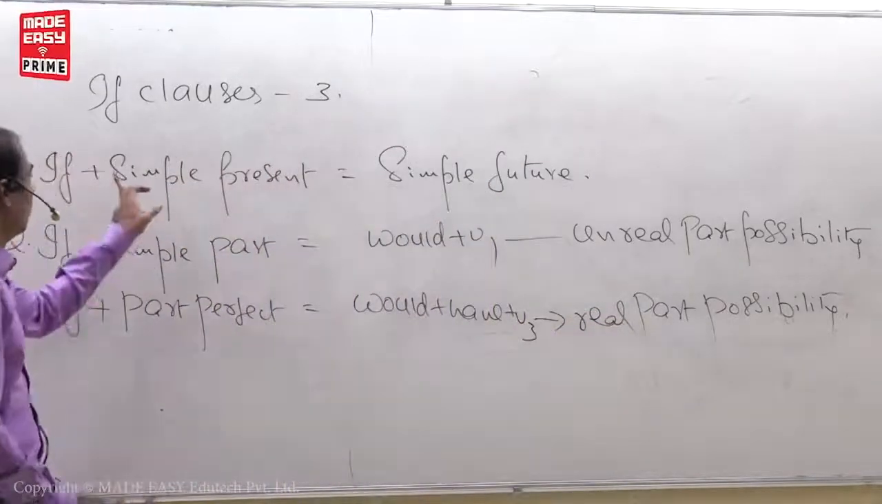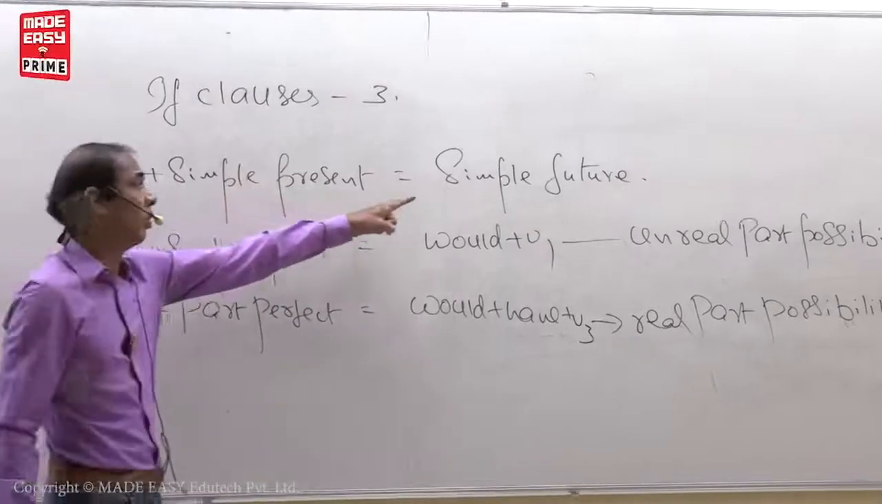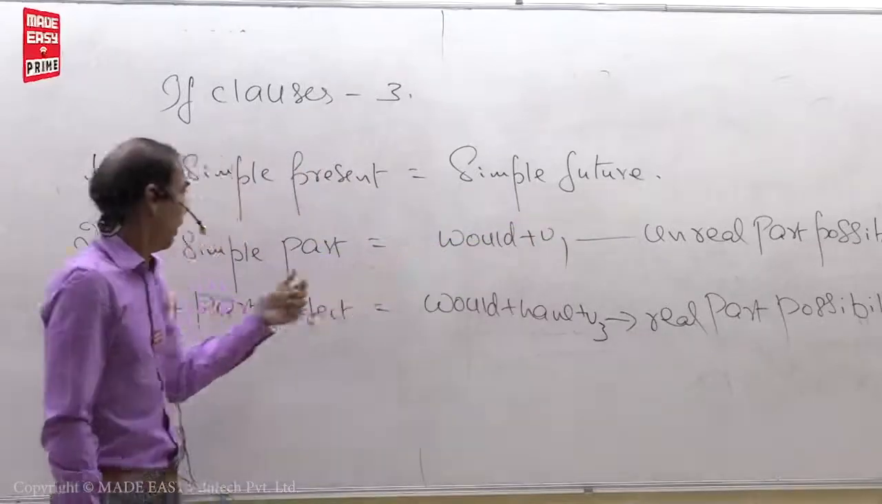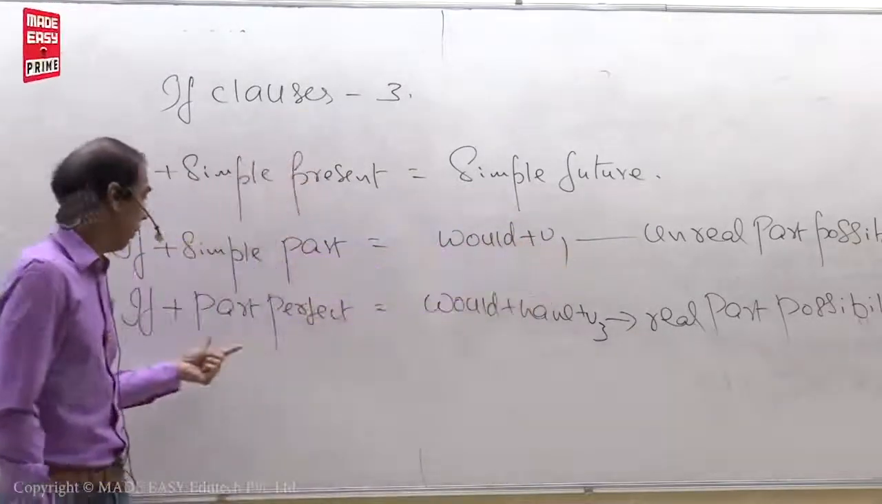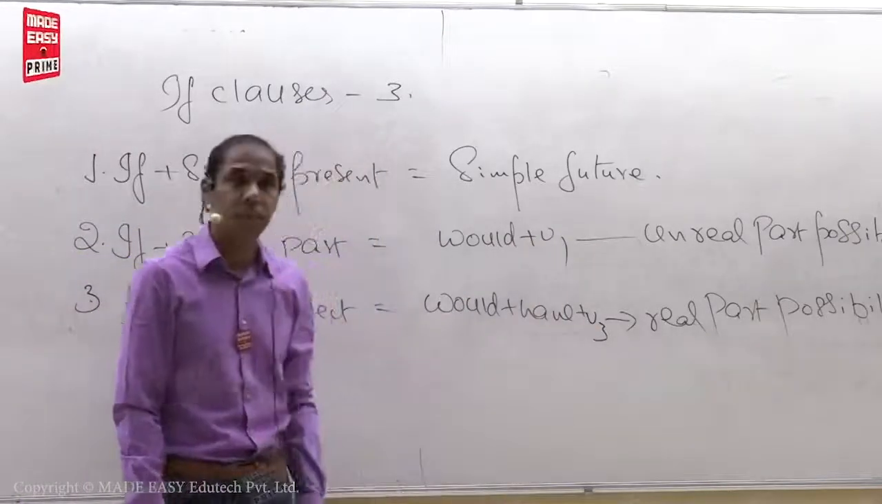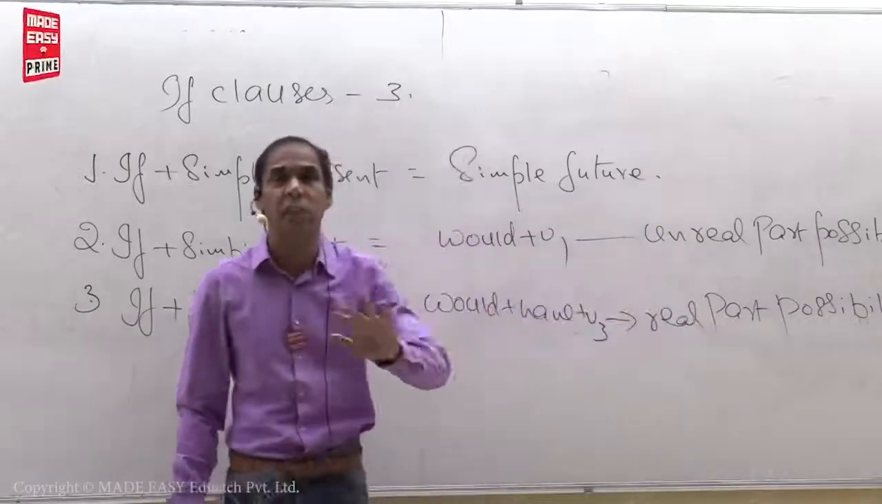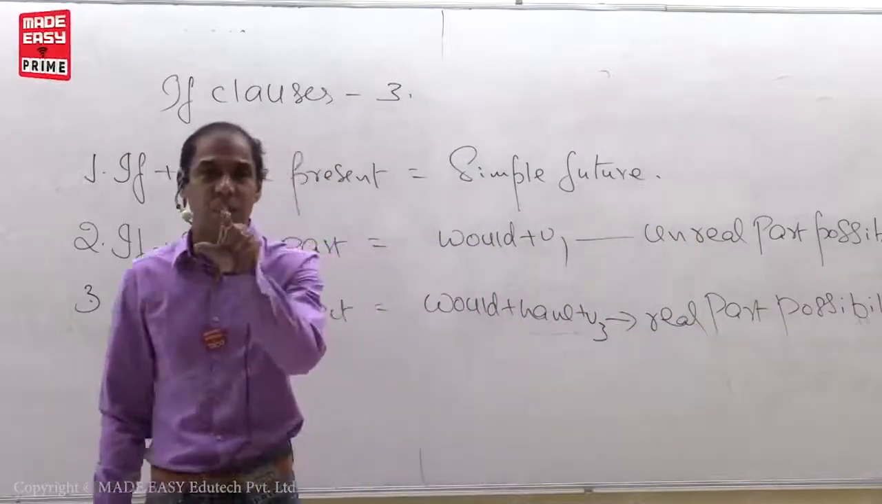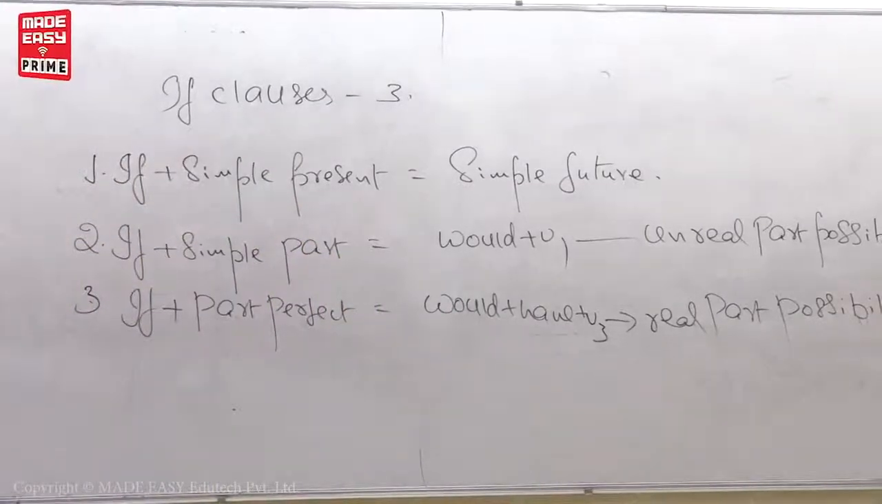If clauses, mainly 3. If plus simple present is equal to simple future. If plus simple past is equal to would plus V1. If plus past perfect is equal to would plus have plus V3. What is real? What is unreal? What is past possibility? Let us see later. First, let us learn the completion of the sentence. Okay? Now see.